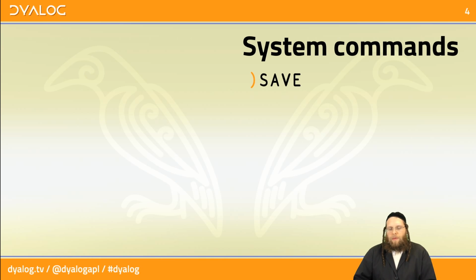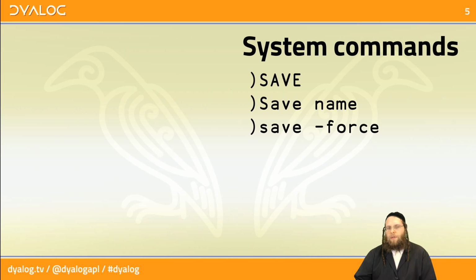So the thing about system commands is that they begin with a closing parenthesis, and that indicates very clearly that it doesn't follow APL syntax. Indeed, you can call a system command just by itself, or you could give it an argument, and then some might even take modifiers, which are similar to the switches or options that you often have in command line interfaces.